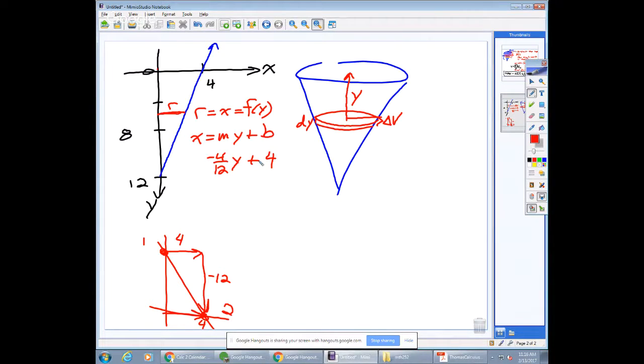So just double check. If y is 0 here, what's x? 4. And if y is 12, then we get 0 for x. So that works out. So that gives me the right points. So this right here, cleaned up, is my radius. So what's that? Negative 4/12 is what? Negative 1/3. So my radius of my cross-sectional circle is negative 1/3 y plus 4. So that means the area on top there, let's call it delta area, is going to be pi times that radius squared.